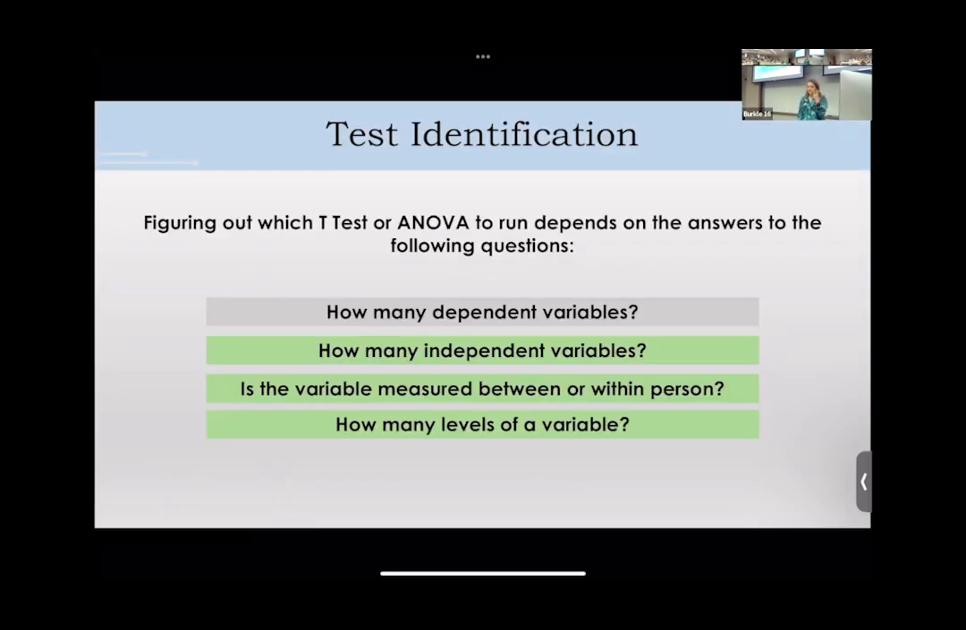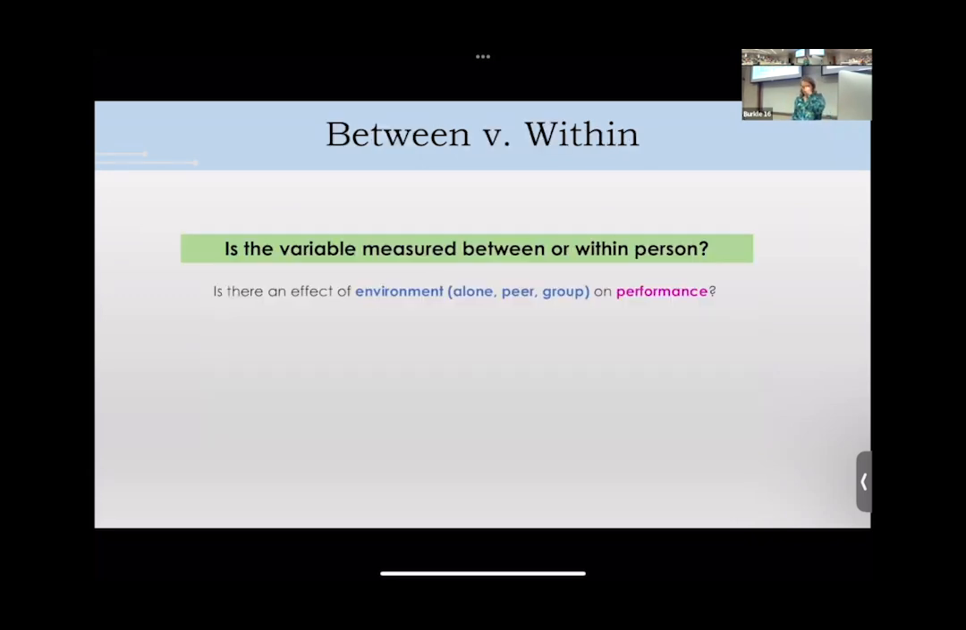What variables do you have? Is the variable design between or within person? So is the study design a between groups design or within groups design? And then how many levels of that variable do you have? So let's do it. Is there an effect of environment, alone, peer, group, on performance? Is the variable measured between or within?